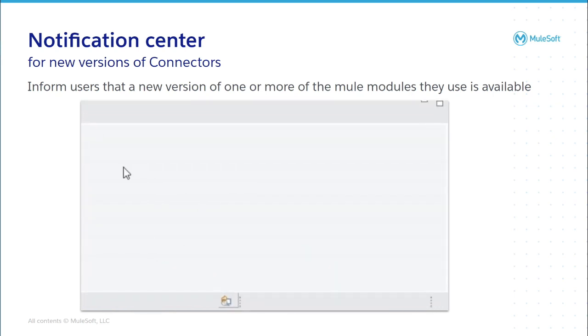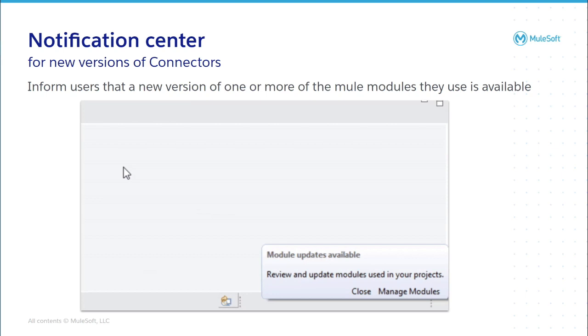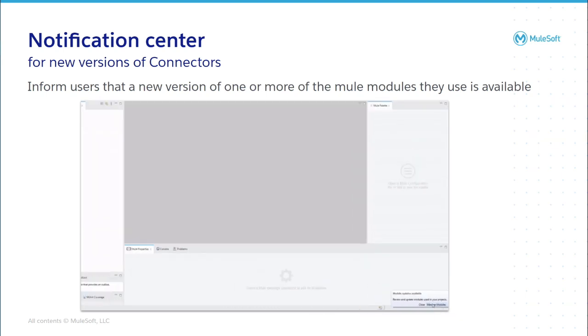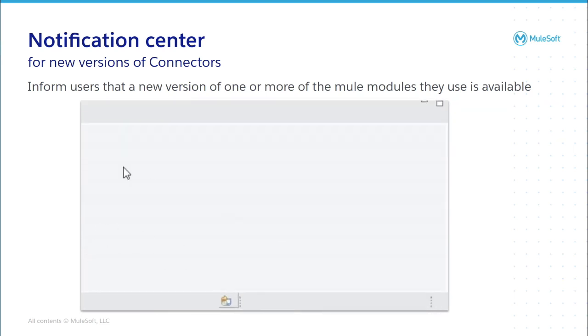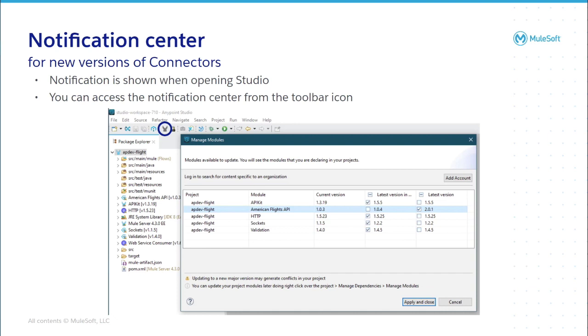Every time Studio starts up, we will check for updated modules in your open projects. When new versions are available, the notification pop-up will appear in the bottom right corner of the application. You can choose to update to the latest minor version of your module or upgrade directly to the latest version available. You can also prompt Studio to check for module updates by selecting the Manage Modules button on the toolbar.